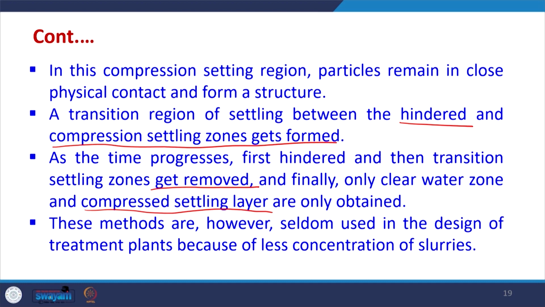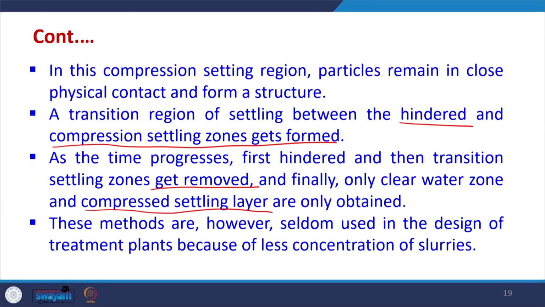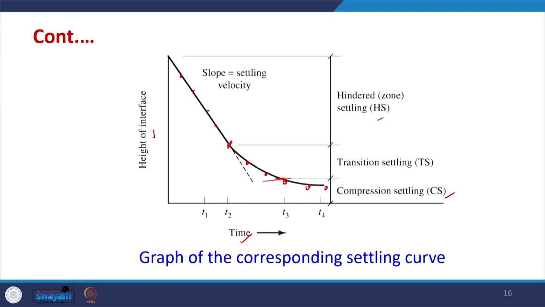These types of tests are performed, and from that we try to find out how much area is required for compression, how much area is required for thickening, etc. From these data we can perform a lot of calculations. The area required for clarification, the area required for thickening, and the rate of sludge withdrawal can all be calculated using the height versus settling time data.